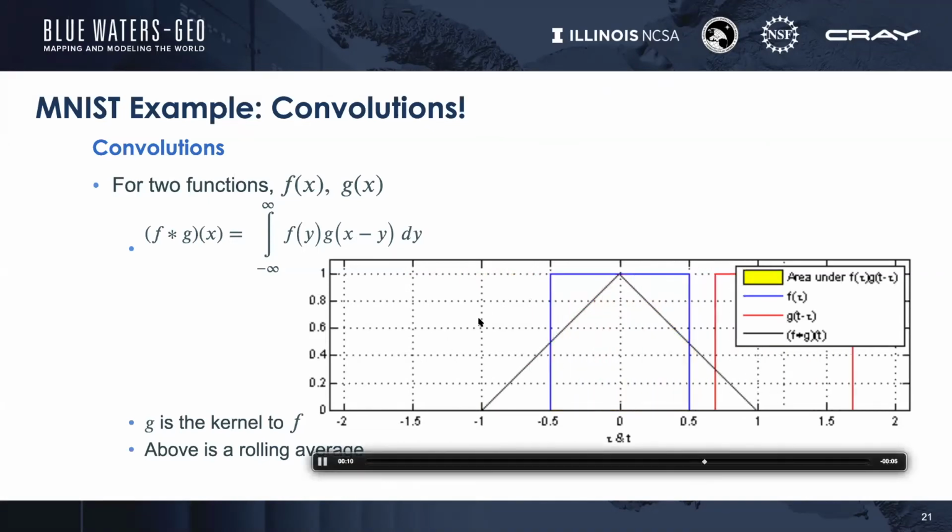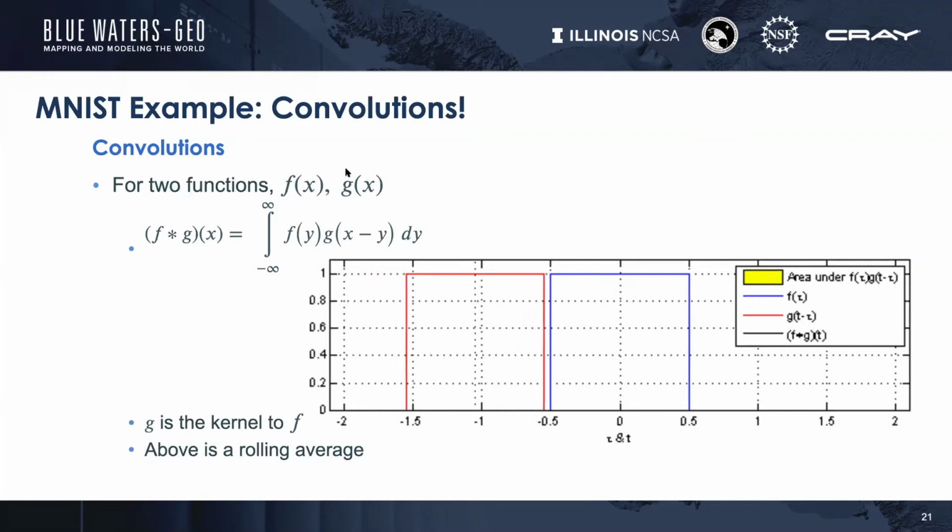And so in this animation, one of the functions is the red line. We often call this the kernel. One of these functions is the blue line. We often call this the signal. And then this black line that showed up here is what the resulting new function looks like. This particular convolution happens to be what a rolling average looks like.